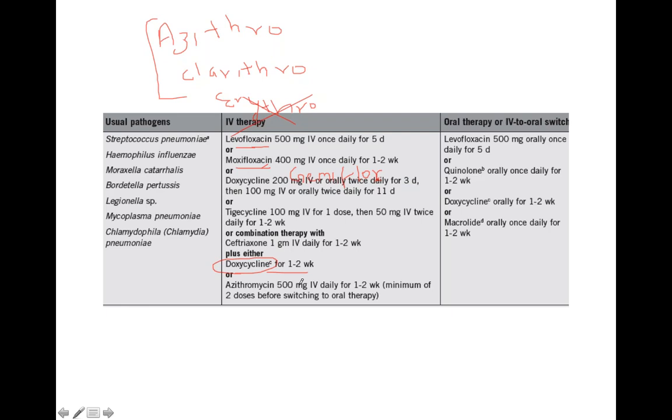So levofloxacin, moxifloxacin, gemifloxacin, these are the respiratory quinolones. We will not use ciprofloxacin. Ciprofloxacin is not used because it will not cover everything. It mainly covers gram-negative organisms. So ciprofloxacin is basically for pseudomonas because it covers gram-negative.